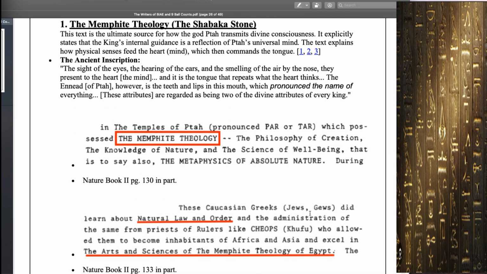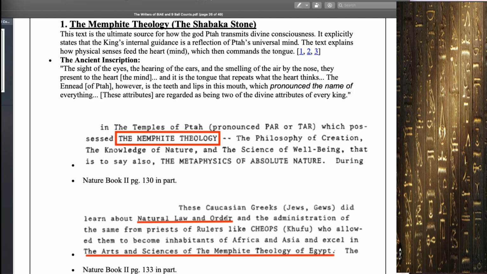These Caucasian Greeks, Jews did learn about natural law and order. So when you talk about natural law, you're talking about the laws of the universe and its order, not these dummies talking about natural selection, and they don't want to acknowledge that if something can select and choose, then it has to have intelligence to do so. And it's not just random things happening.